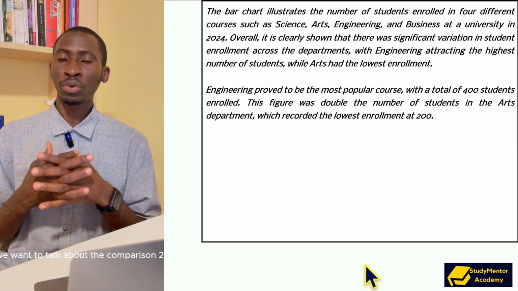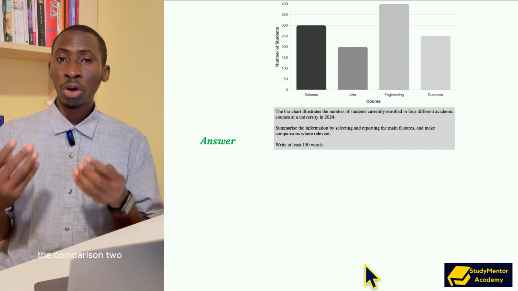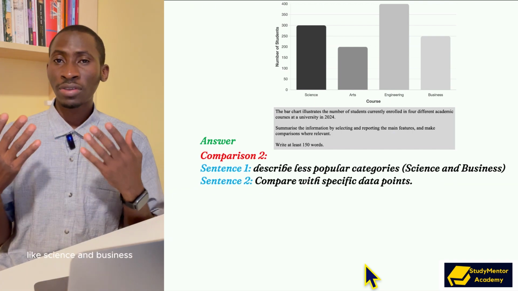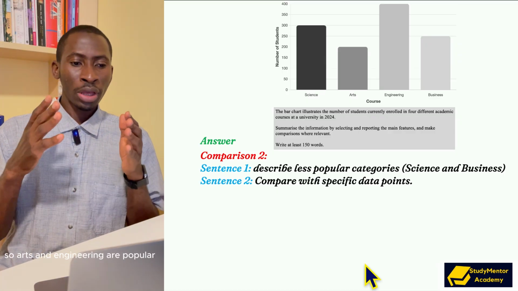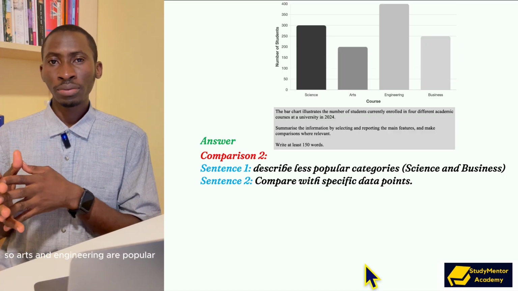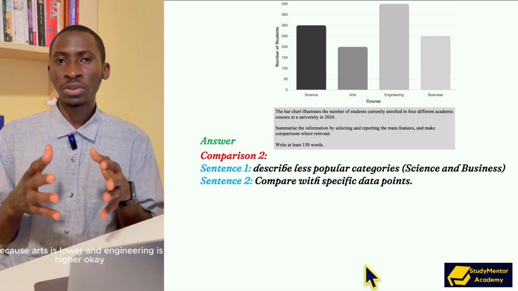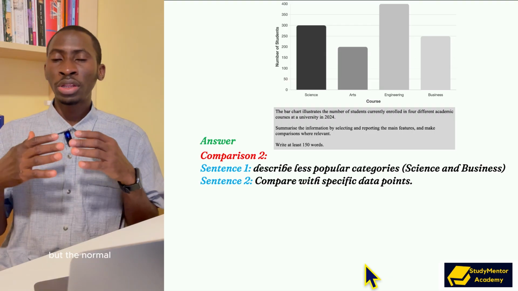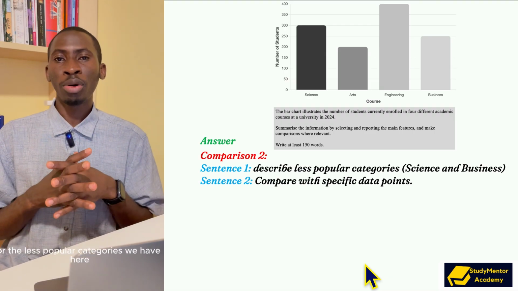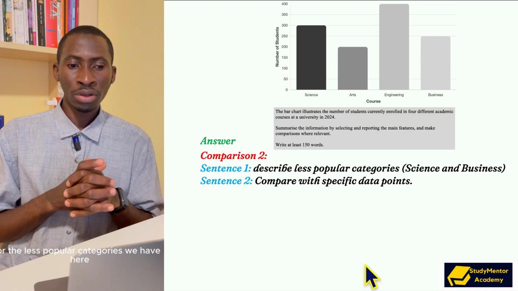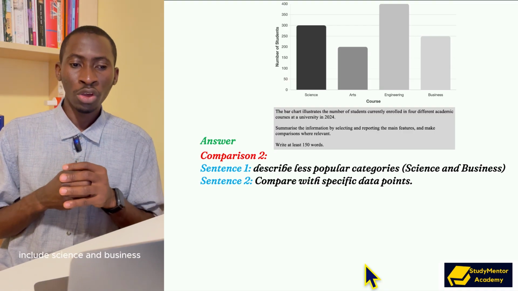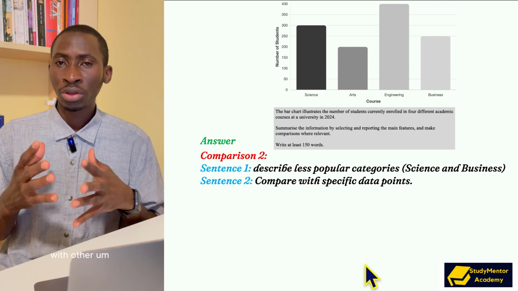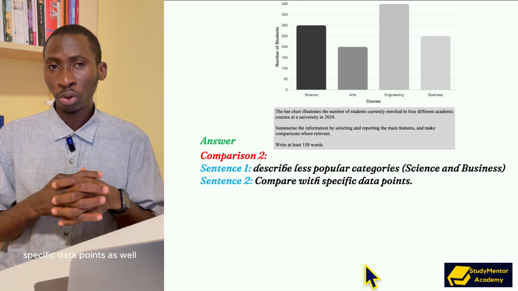In the third paragraph, we want to talk about comparison 2. The comparison 2 would address the less popular categories like science and business. So arts and engineering are popular because arts is lower and engineering is higher. But the less popular categories we have here include science and business. So we're going to compare the data in science and business with other specific data points as well.